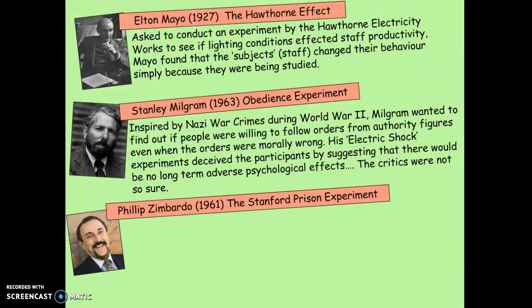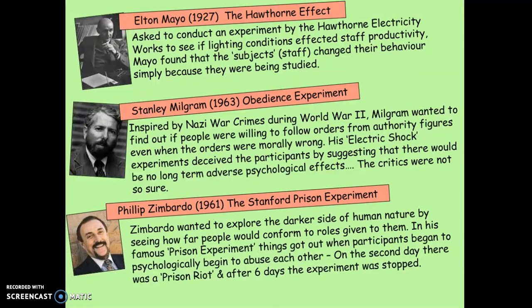Philip Zimbardo, 1961, the Stanford Prison Experiment. Zimbardo wanted to explore the darker side of human nature by seeing how far people would conform to roles given to them. In his famous prison experiment, things got out of hand when participants began to psychologically abuse each other. On the second day, there was a prison riot, and after 6 days, the experiment was stopped.